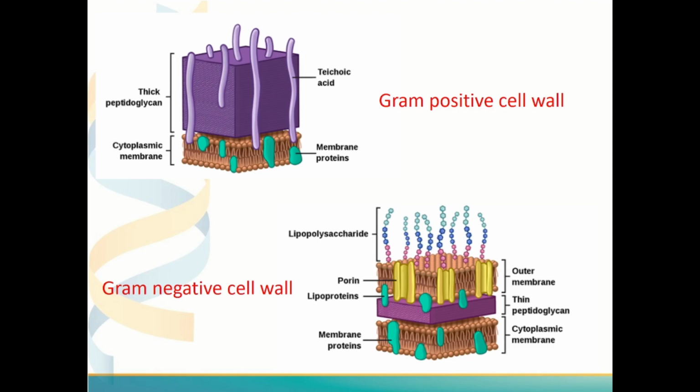Here are the structures of gram-positive cell wall and gram-negative cell wall. As you can see clearly, the gram-positive bacteria have thick peptidoglycan, and the gram-positive cell wall consists of membrane proteins, cytoplasmic membrane, and thick peptidoglycan. Meanwhile, the gram-negative cell wall consists of an outer membrane, thin peptidoglycan, and cytoplasmic membrane. So, the peptidoglycan is actually the key as we will stain or color this part during the experiment.